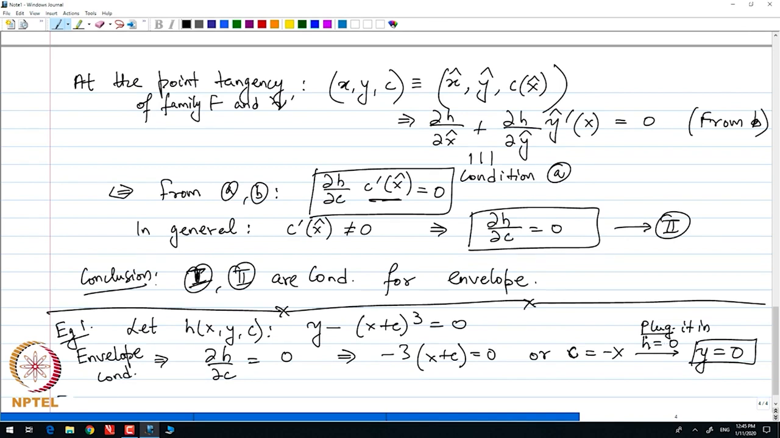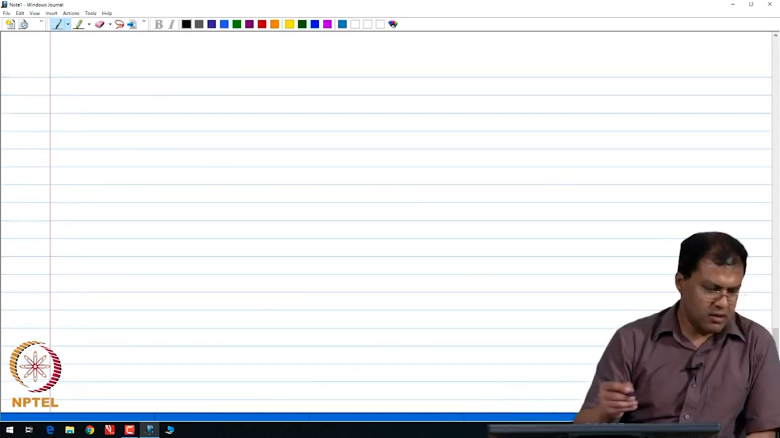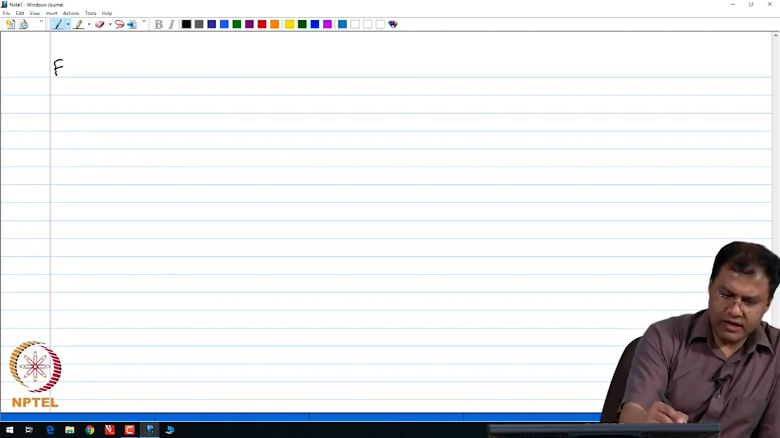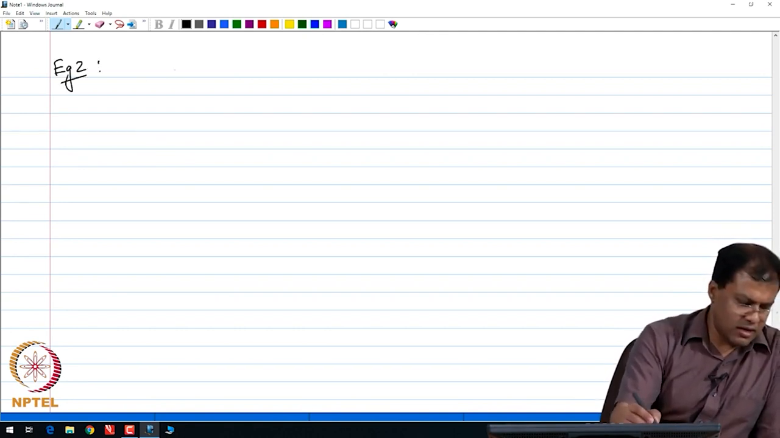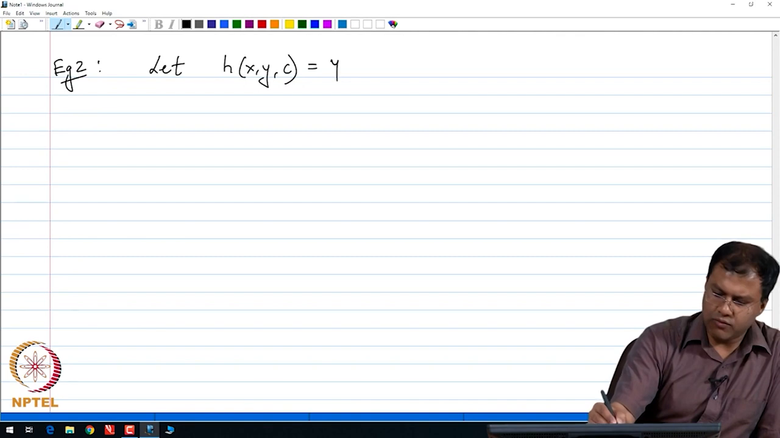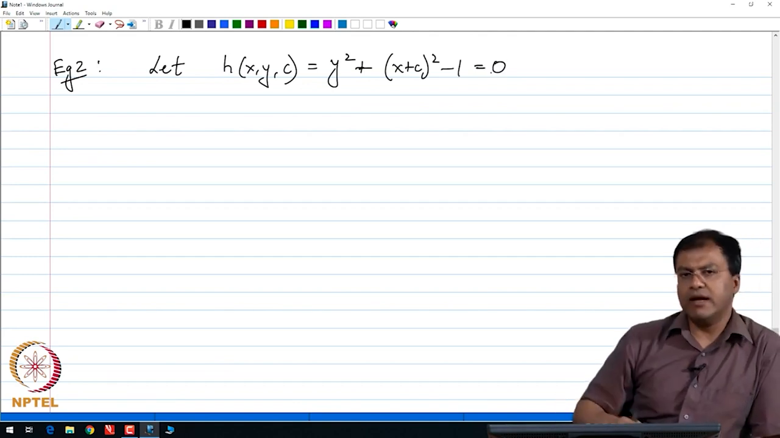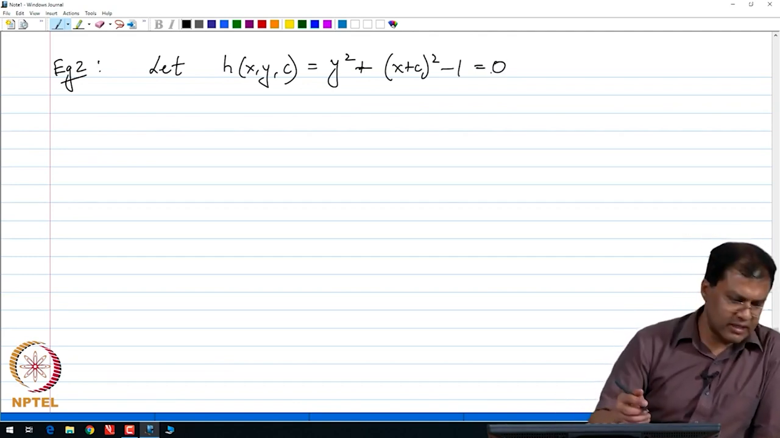So, let us look at another quick example. This is my envelope for this example. So, let us look at the second example. Let us say that H of x, y, c is y square plus (x plus c) whole square minus 1, and I want to find the envelope for this class of functions.